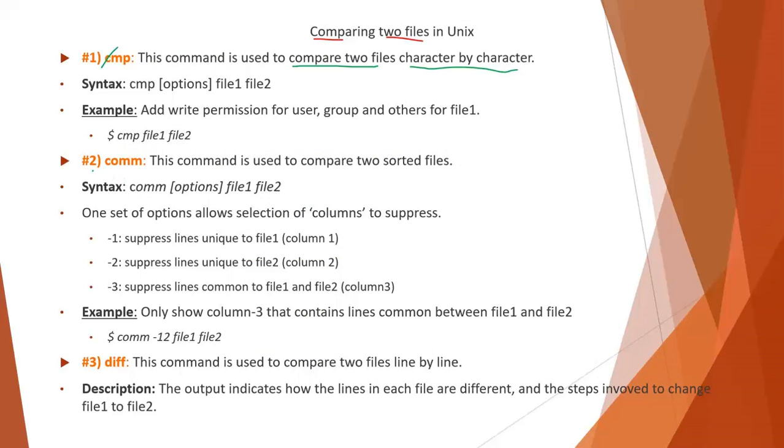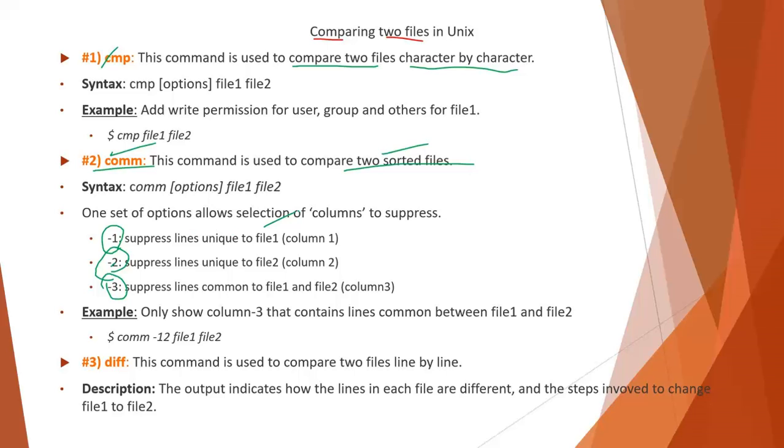Similarly, we have one more command called COMM. This command is used to compare two sorted files. If you have a set of numerical values stored in file 1 and file 2 and want to compare those two files, we use this compare command, COMM. It compares two sorted files, where I can use the options -1, -2, -3, or -2 -3. When you use -1, it suppresses lines unique to file 1.